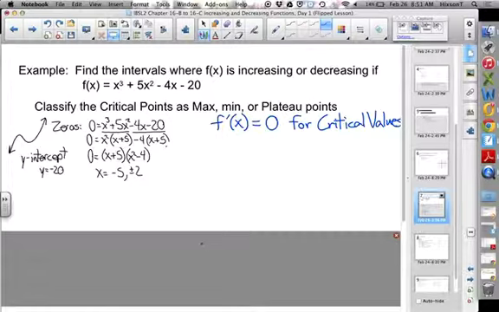Alright, so the derivative here, f prime of x, at this point, this is easy for you. You've got 3x squared plus 10x minus 4.